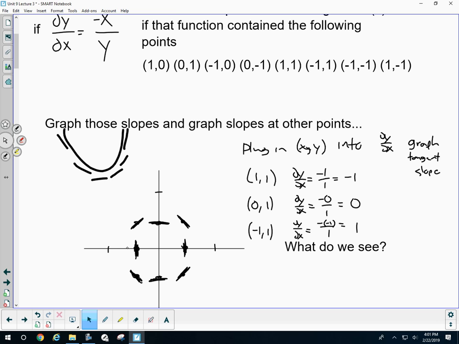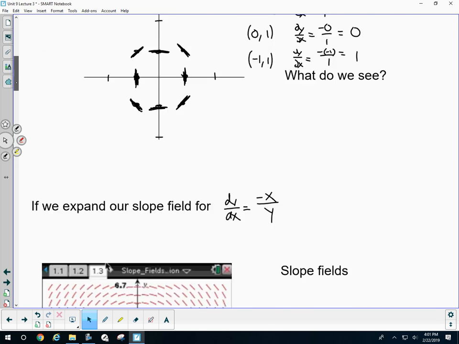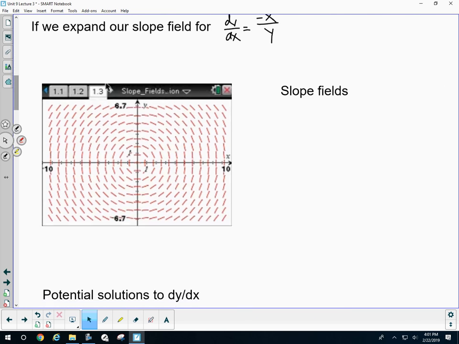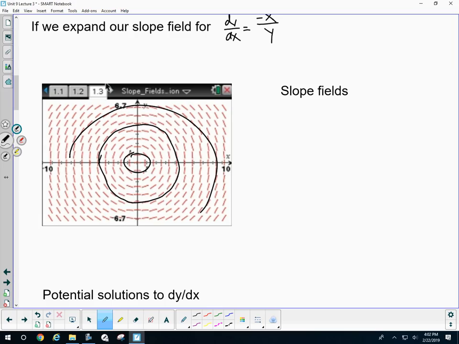Okay? Now, maybe you don't see it here, but if we continue to expand and plot more and more slopes, this is what we would see with negative x over y. Now, what would be our y equals graph? What would be our graph whose tangent slopes would follow this pattern? What shape? A circle. You could see that a circle would follow these tangent slopes. Now, this is just one circle. I could have a circle this big. I could have a circle even bigger.